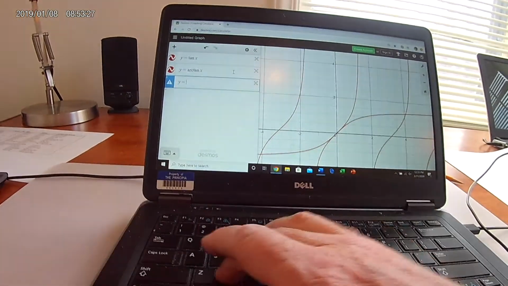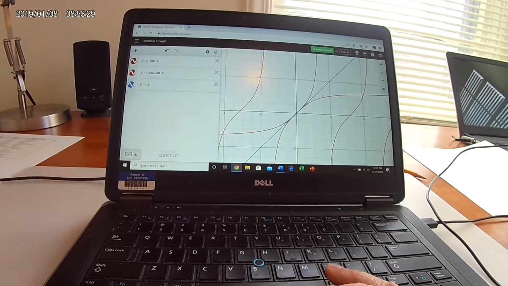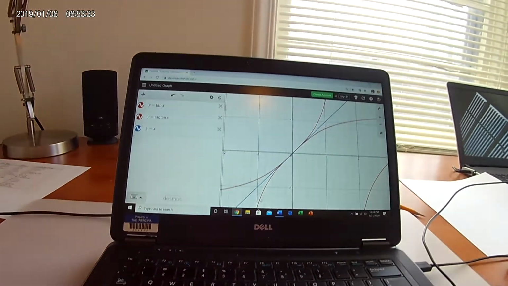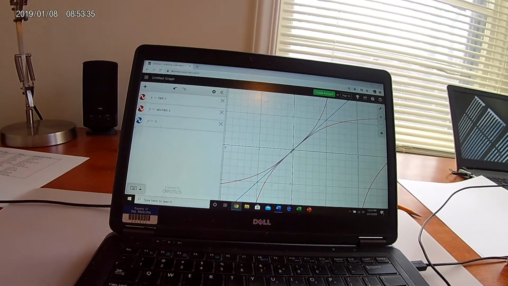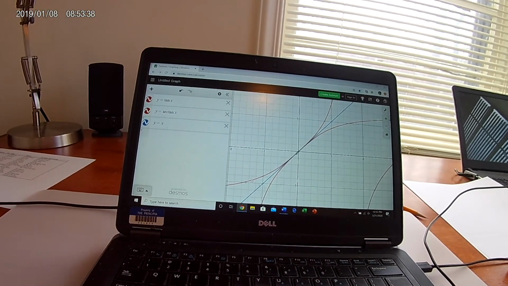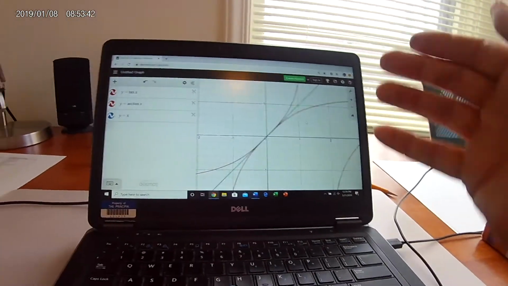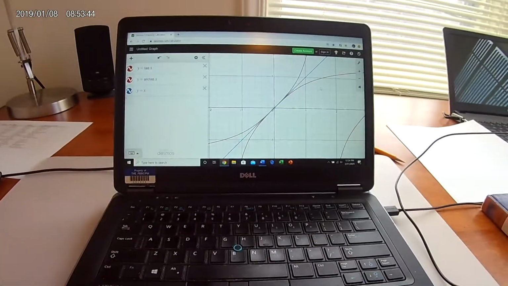I'll do a line y equals x. And so let's zoom in here. Now we can look here. These colors are similar, but this is tangent of x right there. This is the arctan or inverse tangent of x. This is the line y equals x. They're a reflection about that line. And that's basically inverse tangent of x.